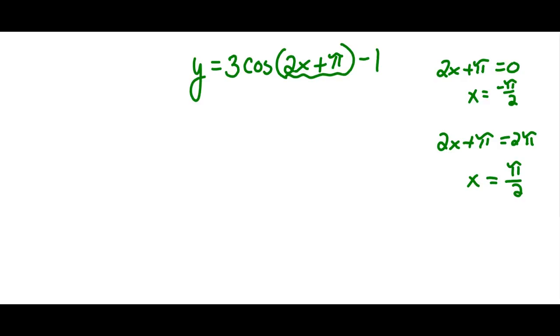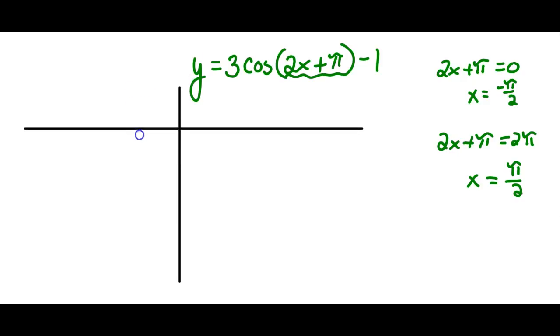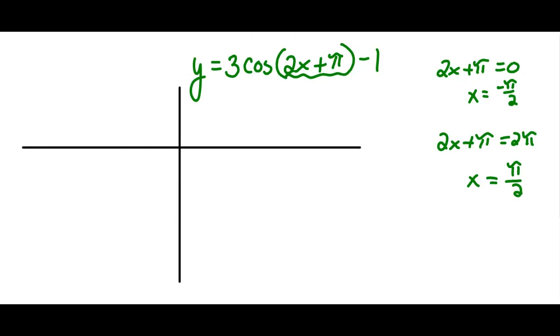So let's graph this out. Now I've kind of made this a little bit different just because I know I'm shifting it down 1. I probably don't need to make my x-axis that high up. But I know I'm going to go from negative pi over 2 to pi over 2. Now it should make sense that this goes to the left because we're adding pi. So it's going to shift everything to the left pi amount.